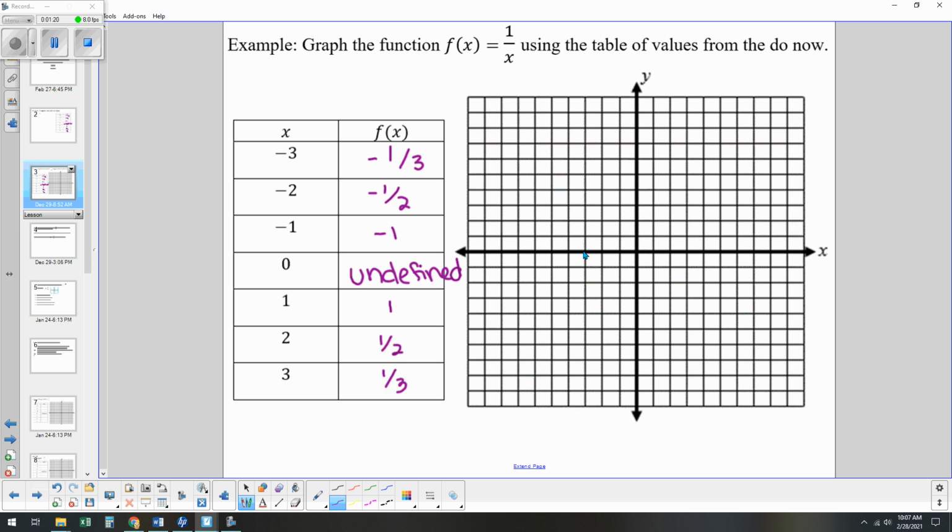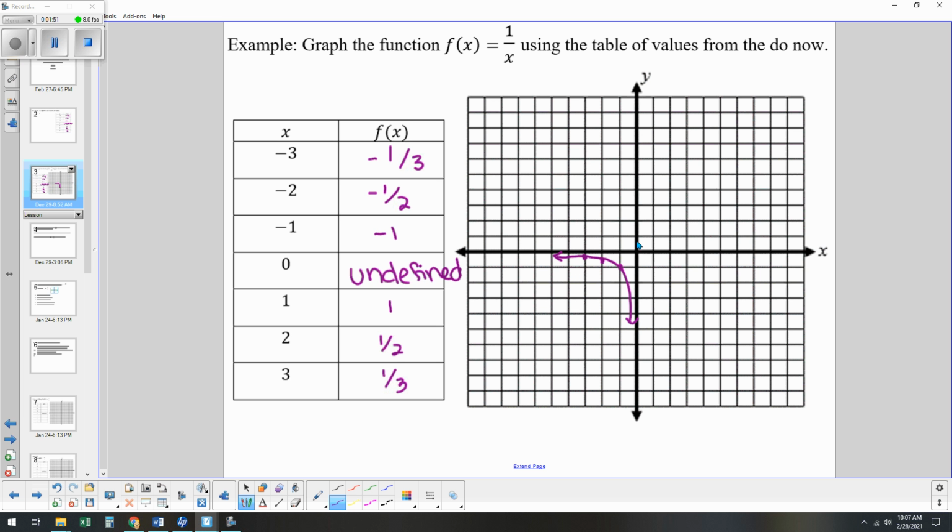So we have -3, -1/3, so that's like a little bit right there. -2, -1/2, it's a little closer to the middle. -1, -1. I'm not allowed to have x is 0, so that means it's not going to cross that. So what happens here is these points are going to end up shifting and going like this. Get real close to it, but never cross it. And they're going to go this way as well.